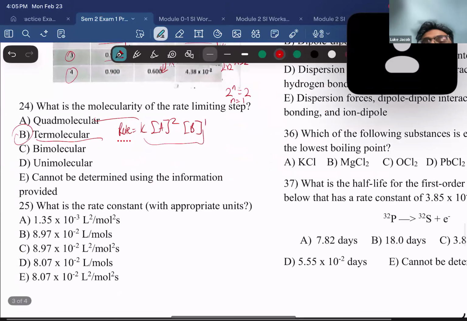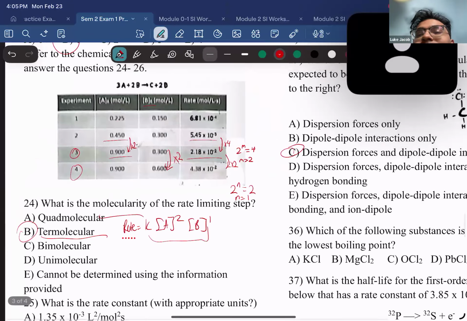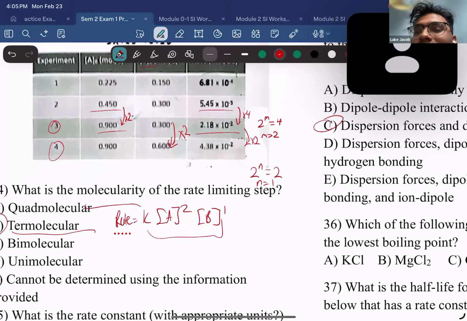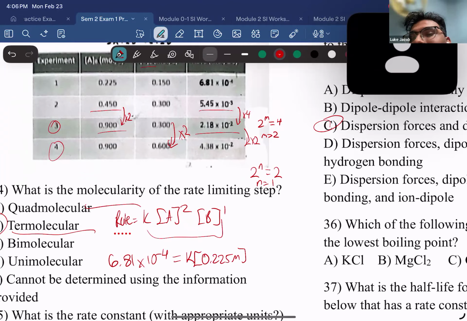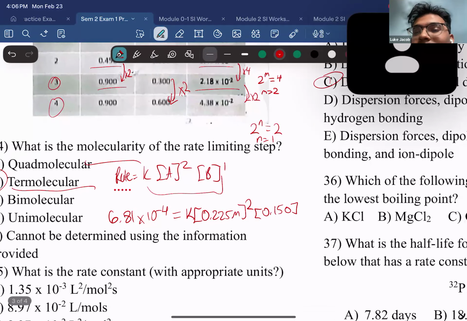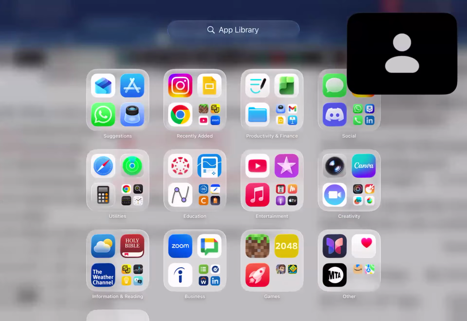All right. So what is the rate constant? We need to plug in the rate in this case. So let's do the first experiment. Let's say this is 6.81 times 10 to the negative 4 equals k, and then we're going to do 0.225. Well, the brackets already mean concentration, so me writing M with the brackets is redundant. And then 0.150. Okay. So what we need to do is divide out all these things. So on the calculator, let me see, can I pull up the calculator on here so I can show you?